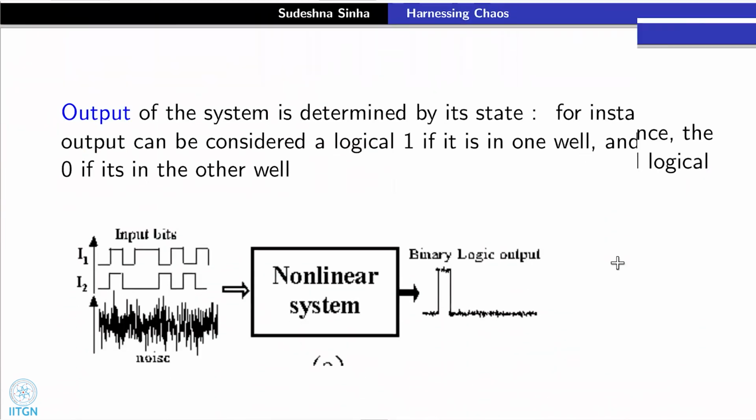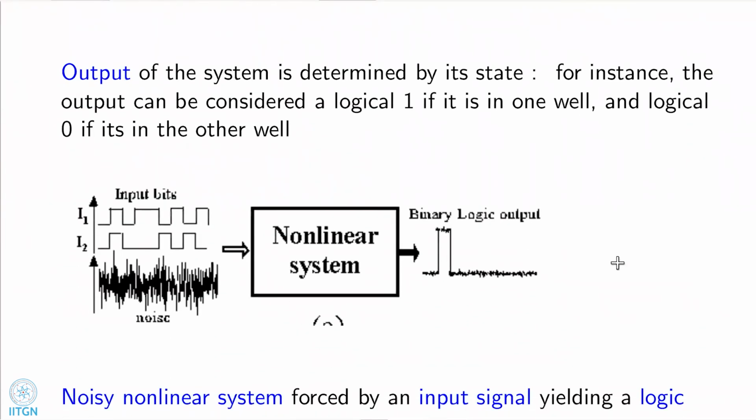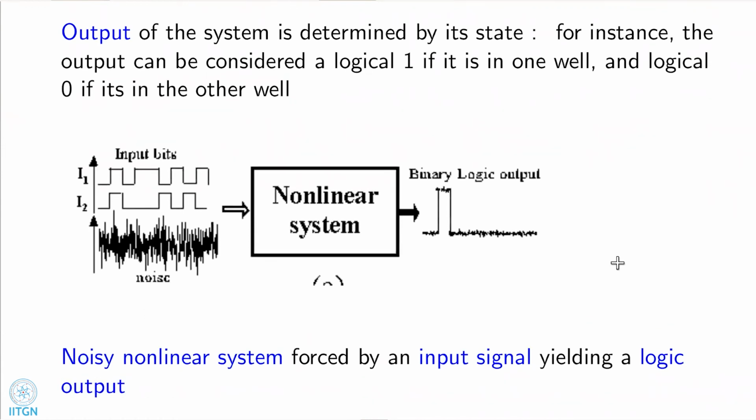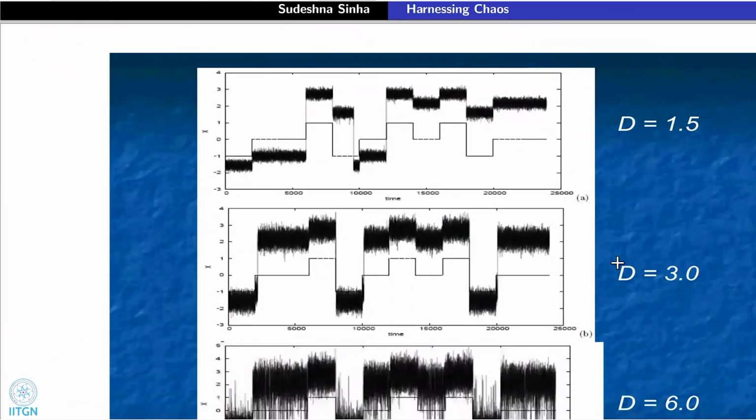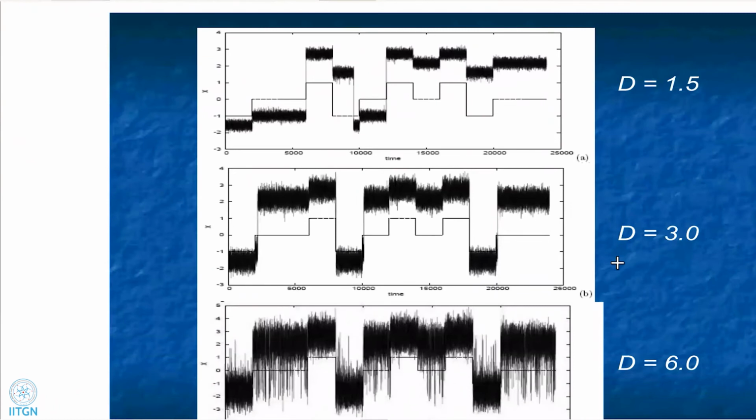And so what we get is, you give these input bits, there is some noise, there's the nonlinear system, and this is going to jump from well to well, and you want it to jump exactly as the truth table dictates. Okay, so a noisy nonlinear system forced by this input is yielding a logic output. And here is an experimental one, and maybe this one you can carry back with you.